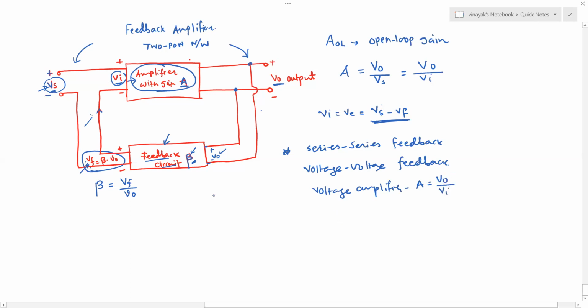And the feedback network's gain is also a voltage gain, which is basically the output divided by the input, which is VF over VO. Okay, so this is how you analyze the two-port network and understand what kind of feedback you have, and accordingly you simplify the analysis.